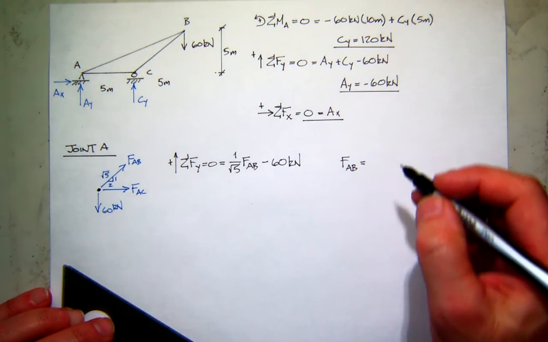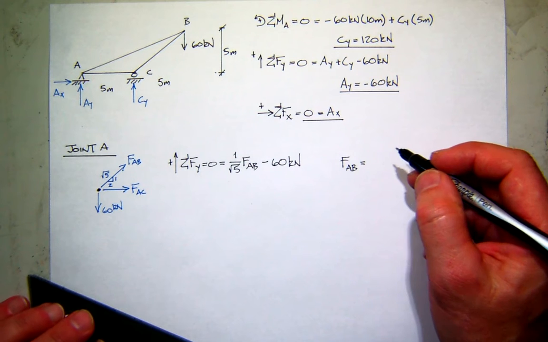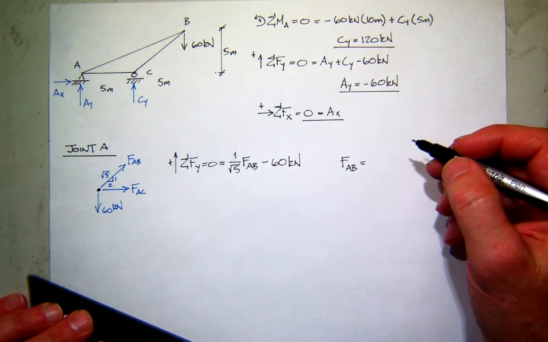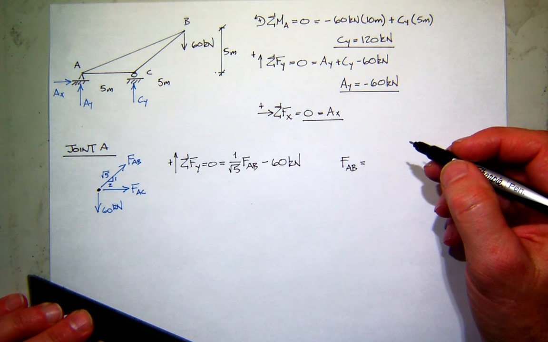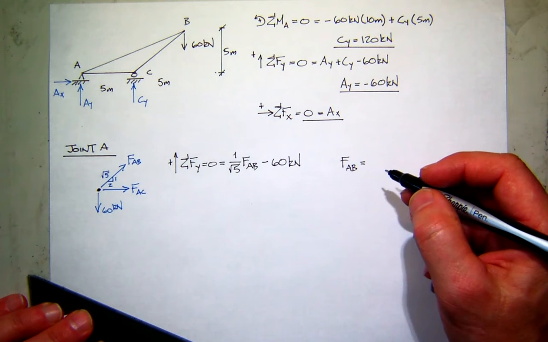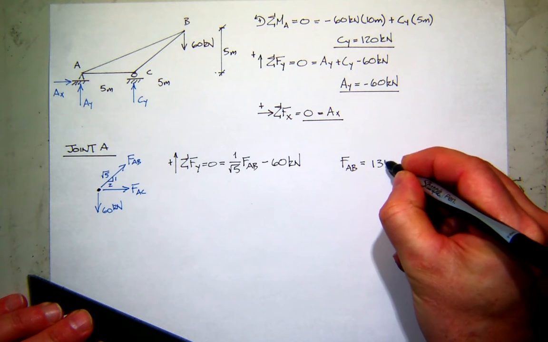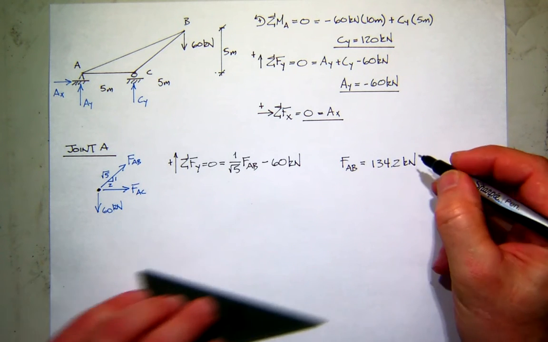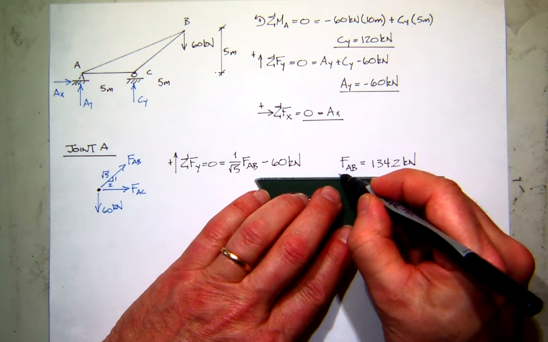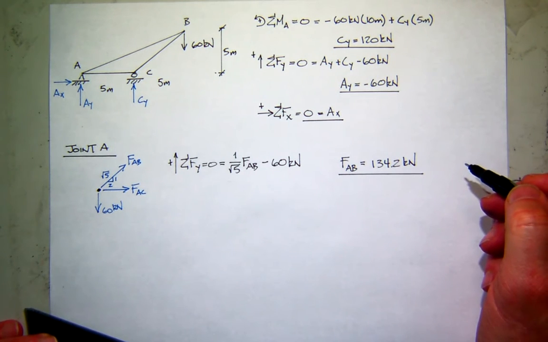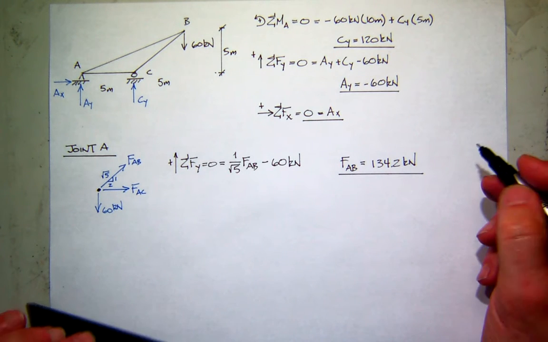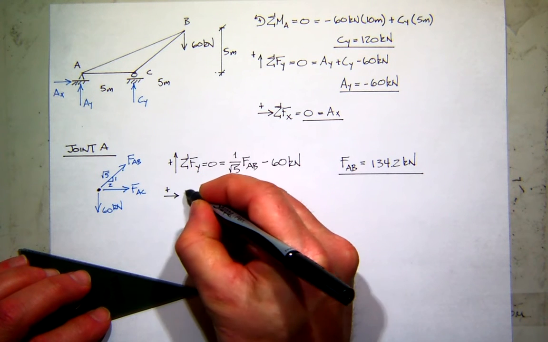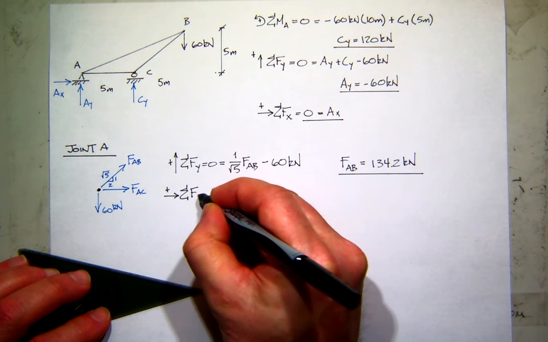What's that? 132.9, I'm guessing. 134? 134.2? It came out positive, so AB is in compression or tension? Tension. Now I can come back and sum forces in the x direction.